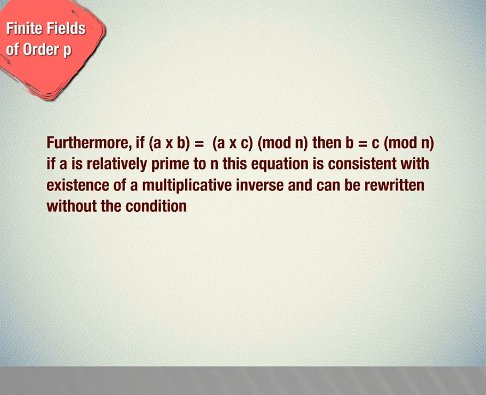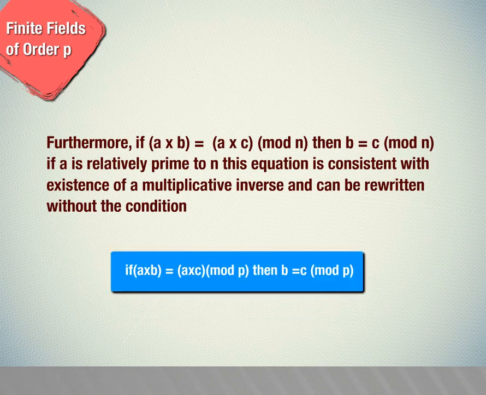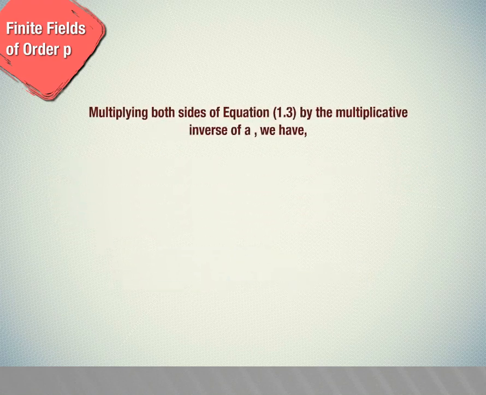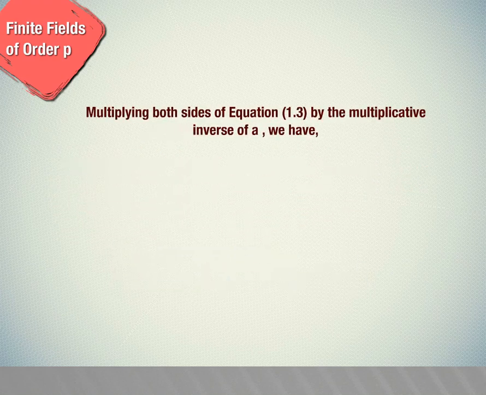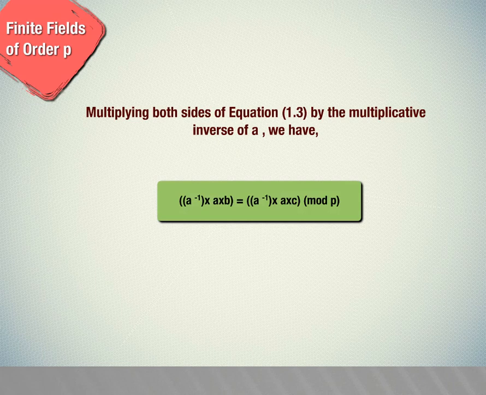Furthermore, if a times b is equal to a times c mod n, then b is equal to c mod n if a is relatively prime to n. This equation is consistent with the existence of a multiplicative inverse and can be rewritten without the condition. If a times b is equal to a times c mod p, then b is equal to c mod p. Equation 1.3. Multiplying both sides of equation 1.3 by the multiplicative inverse of a, we have a inverse times a times b is equal to a inverse times a times c mod p. So b is equal to c mod p.